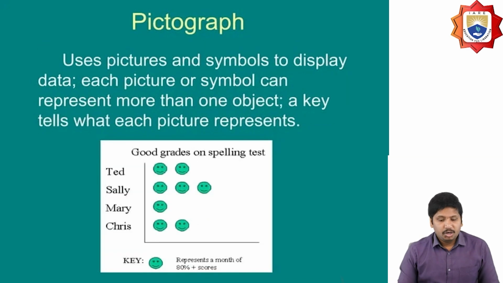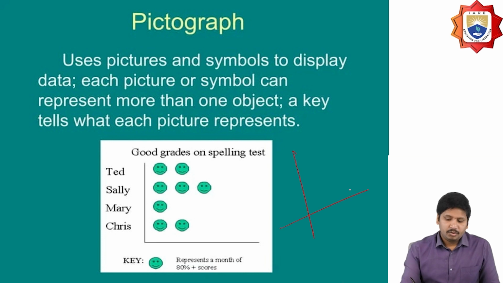And the next one is the pictograph. A pictograph uses pictures and symbols to represent the data. That means each picture or symbol can represent more than one object, and the key tells what each picture represents.